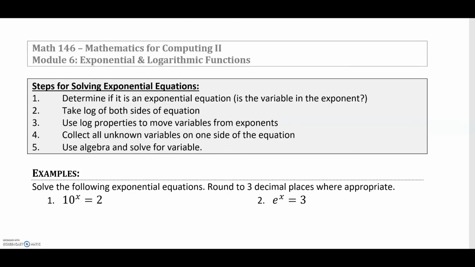So here are some steps to solve exponential equations. Step 1, determine if it is an exponential equation. So we need to determine, is there a variable that is in fact in the exponent? If it is an exponential equation, then we can take the log of both sides of the equation, use log properties to move the variables from the exponents, collect all the unknown variables on one side of the equation, and then use algebraic steps that we've covered in Math 145 and used a lot in this course already in order to solve for the variable.